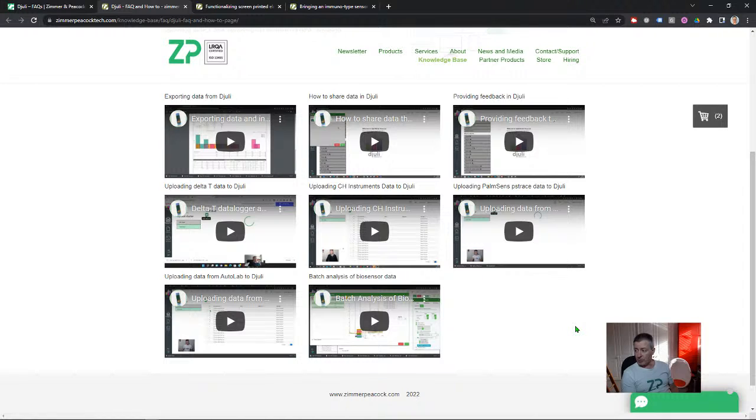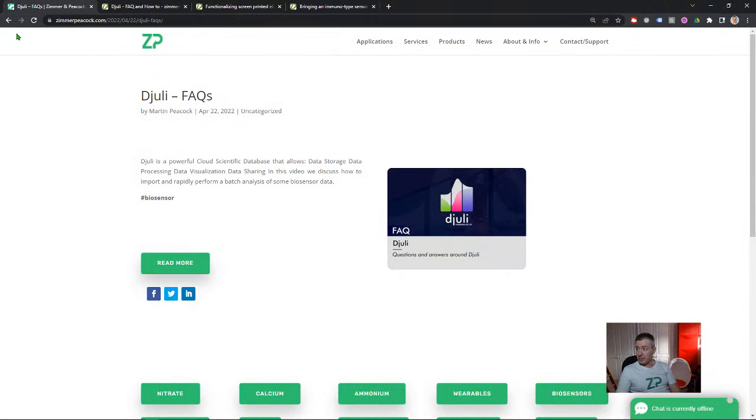Because we own a couple of CH instruments, we're able to upload that data. You're able to upload PalmSense data. You're able to upload Autolab data. And then, as I've already mentioned, there's this batch analysis of data as well. At ZP and hopefully with our collaborators as well, they gather a lot of data, and you need to be able to upload it all and essentially analyze it very quickly. And that's what we mean by batch analysis.